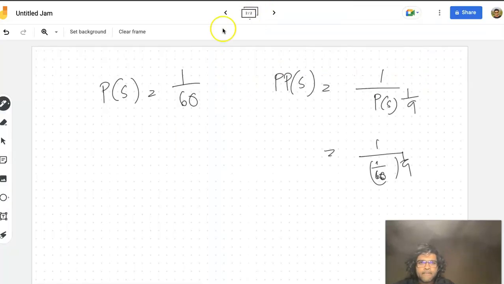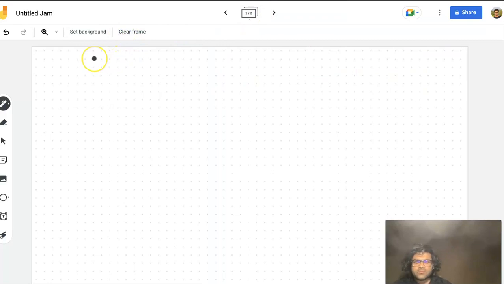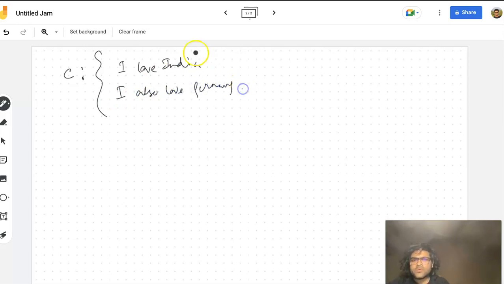So just to recap, suppose we have a corpus, and it has only two sentences, the same running example: I love India. I also love Germany. From the corpus you can calculate the probabilities, and suppose our language model is bigram. So we are going for the bigram language model.